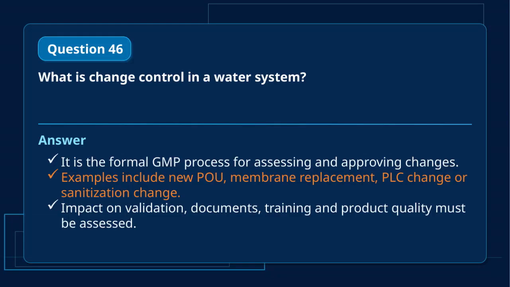Change control in a water system refers to the formal good manufacturing practice, or GMP, process used to evaluate and approve any changes. This ensures that any modifications don't negatively impact the system's performance or product quality. Examples of changes that require this process include adding a new point of use, replacing membranes, changing the programmable logic controller, or altering sanitization procedures. It's crucial to assess how these changes affect validation, documentation, staff training, and ultimately the quality of the product. This structured approach helps maintain consistency, compliance, and safety throughout the water system's life cycle.